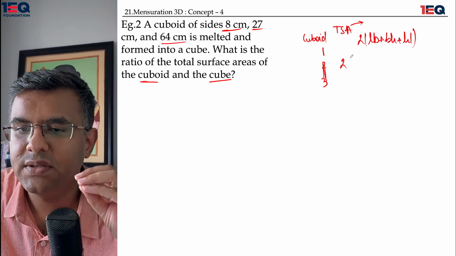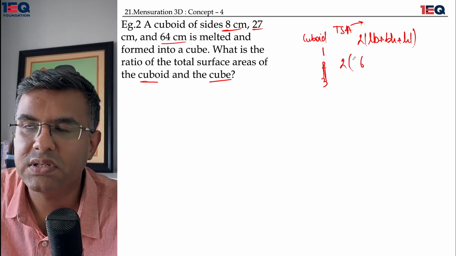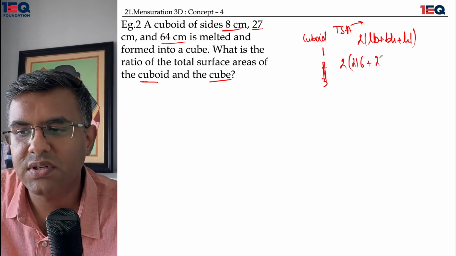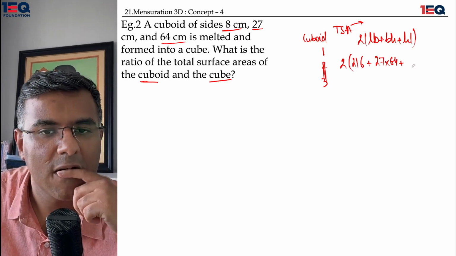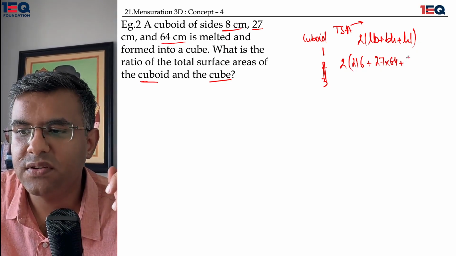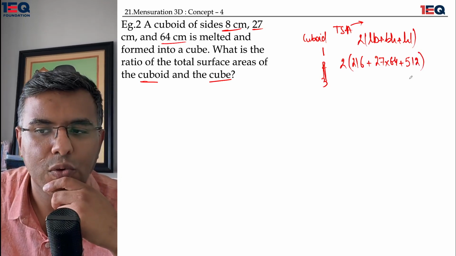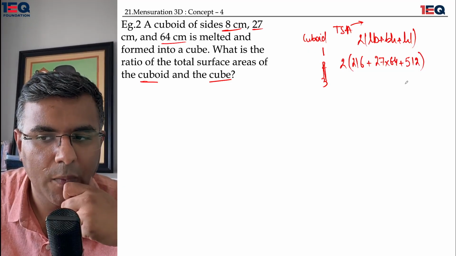So twice of 8 sevens are 56, 8 twos are 16. This is 216 plus 27 into 64. I'll do this later. Plus 8 into 64. This is 512. I need to find out the ratio. What is the ratio of the total surface area of the cuboid to the cube?